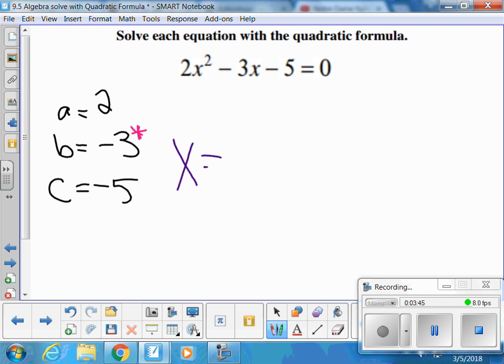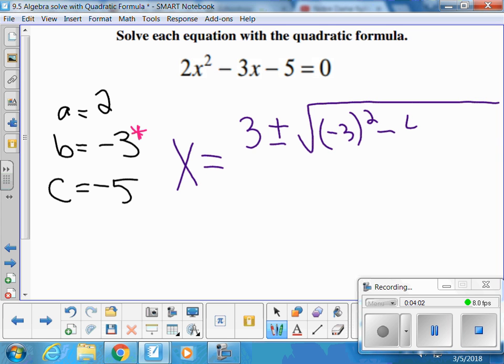X equals the opposite of b. Put your 3 in as a positive 3. Plus or minus the square root of, make a huge square root, b squared minus 4ac, all divided by 2 times a. You kind of sing it in slow motion so you have time to write.